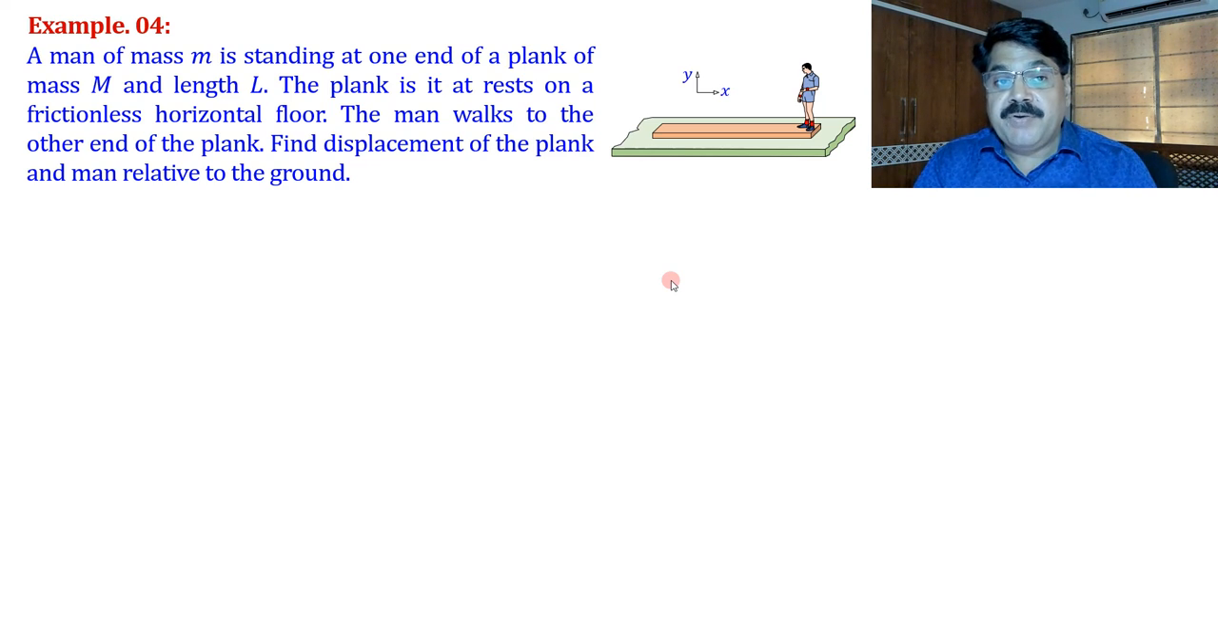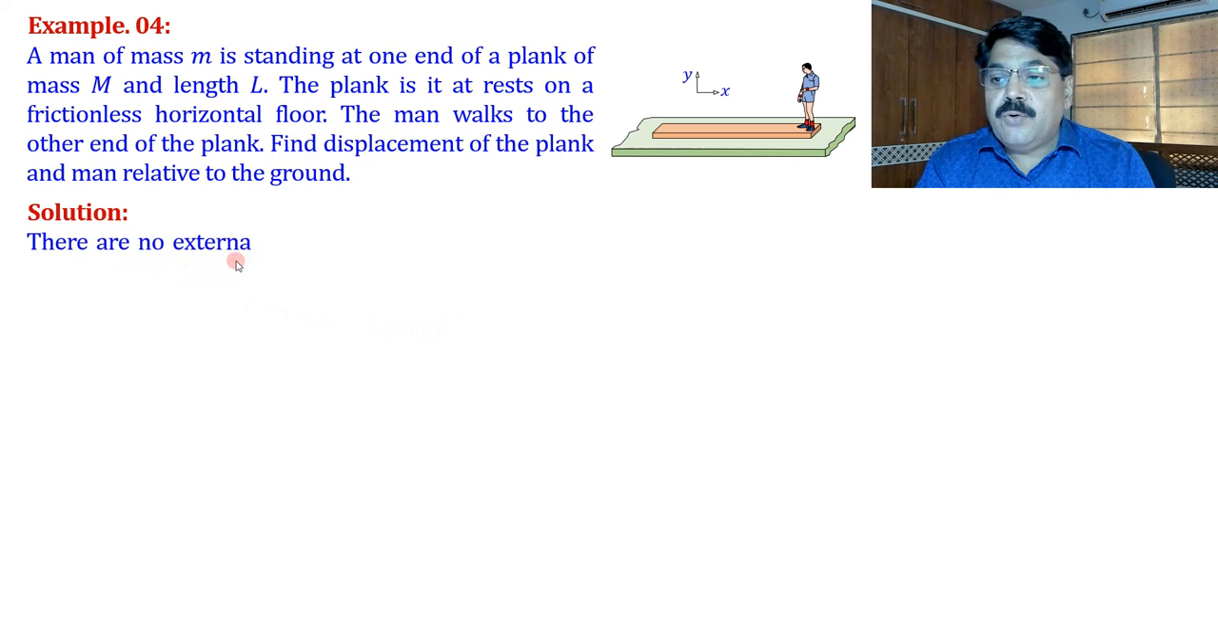Here the idea we discussed earlier will be very useful. Just see, before the man started walking, the system was at rest. And in the horizontal direction, there is no external force. So in the horizontal direction, there will be no acceleration of the mass center, and the initial velocity of the mass center was 0. So the mass center will be at rest, and the displacement of the mass center will be 0. So we can write: summation mi delta ri is equal to a null vector. This idea we use here.